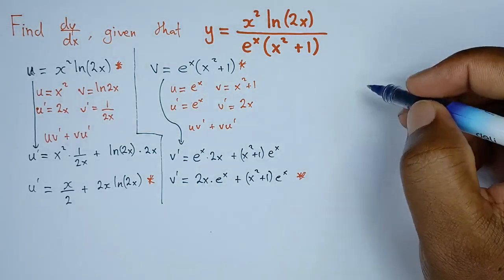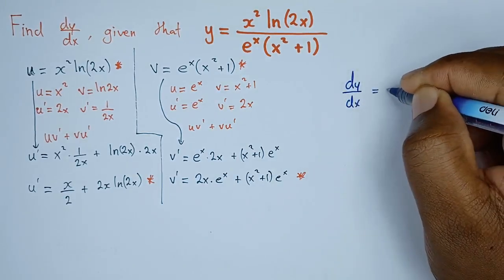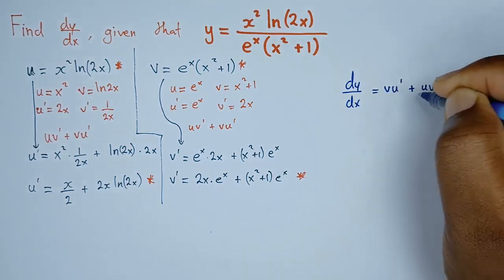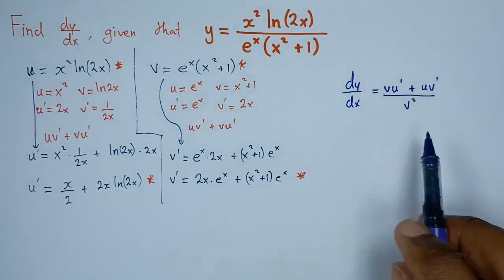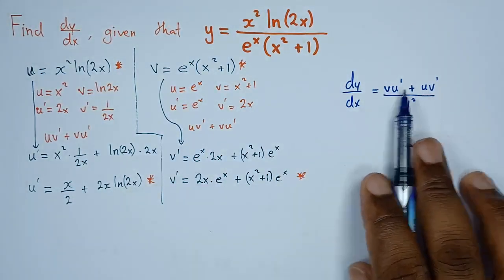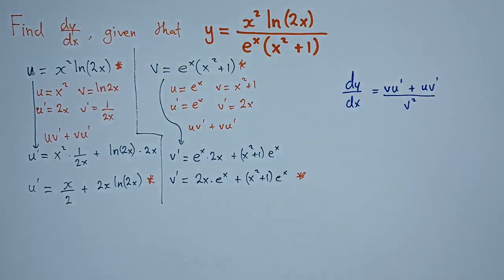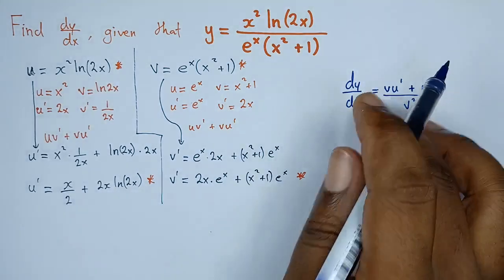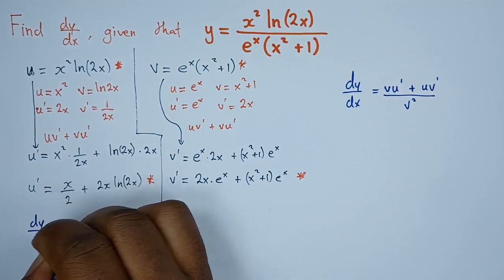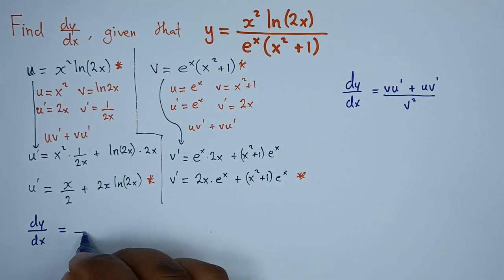The quotient rule is given by the formula dy dx is equals to vu prime plus uv prime divided by v squared, of which our v is this one here, our u prime is this one, our u is this one, and our v prime is this one, and divided by v squared. So let's apply our quotient rule here. So dy dx will be equals to, so what is our v? Our v is this one that we have here.